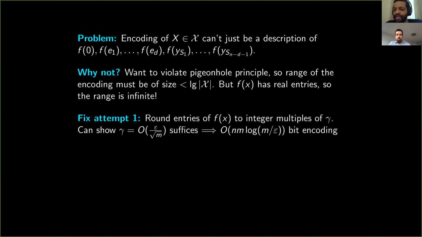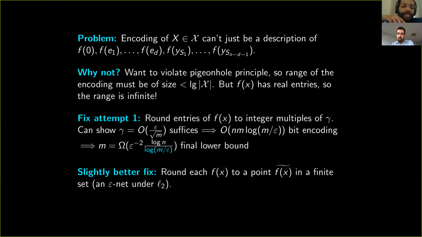Now I get my contradiction. Now I have an encoding of length nm log 1 over gamma. And therefore, nm log 1 over gamma has to be at least the logarithm of the size of script X. That gets you a lower bound that looks like this. If you solve for m, because here you have m on both sides, it basically gives you Nelson-Larsen's lower bound, but with an extra log n on the right-hand side. A slightly better fix I don't want to get into is, what is this doing?